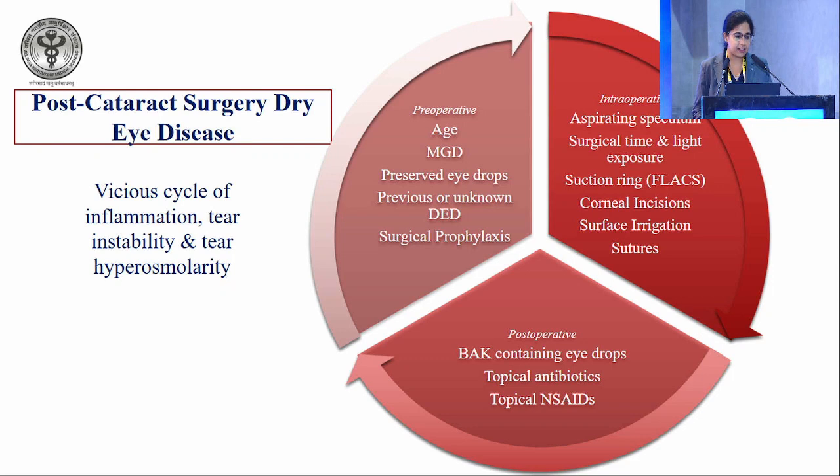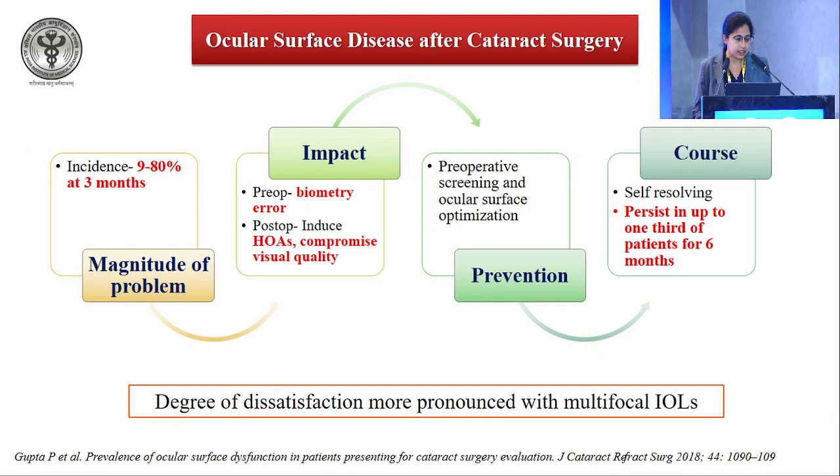Post-cataract surgery, dry eye is almost inevitable to some extent. There is a vicious cycle of inflammation, tear instability and tear hyperosmolarity, which is worsened by the use of eye drops, age, previously unknown DED, topical antibiotics, surgical time and light exposure. Nine to 80% have dry eyes at 3 months after cataract surgery. Preoperatively, undiagnosed dry eyes can lead to biometry errors. Postoperatively, they induce higher order aberrations and compromise the visual quality.